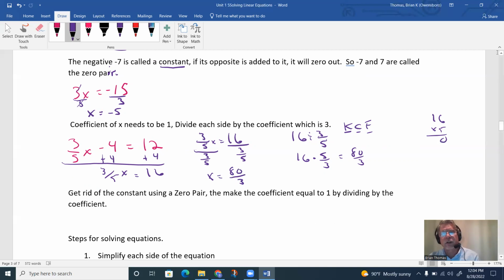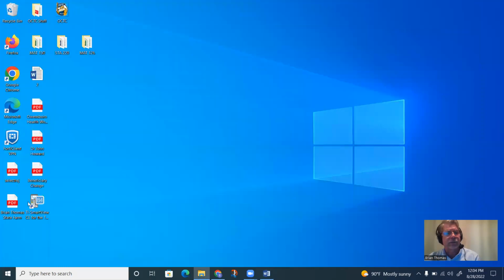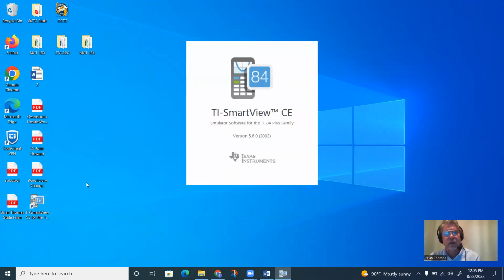Now, again, you can also do this on a calculator. So if I come over here, see if I can pull up my calculator. I didn't get myself prepared for this, so let me give myself a second here.